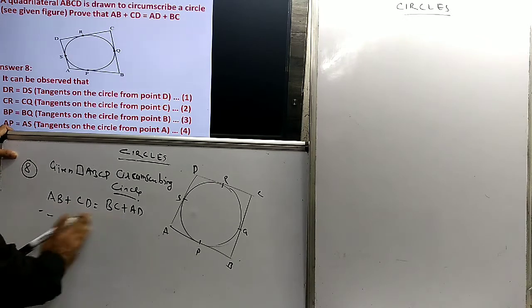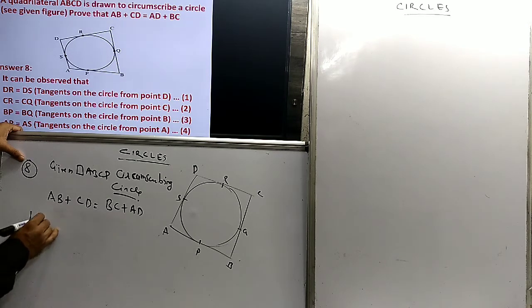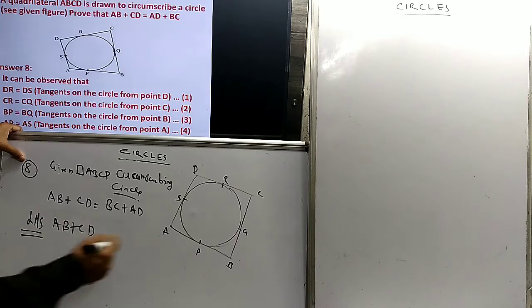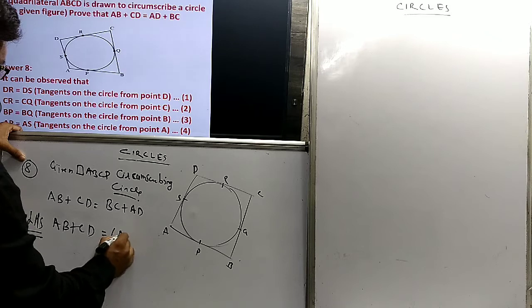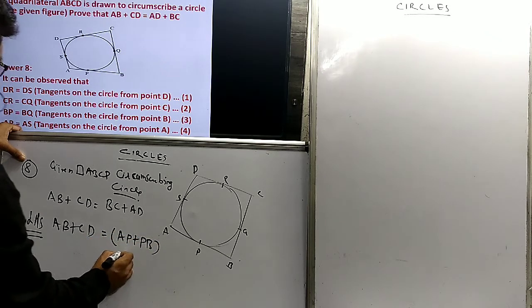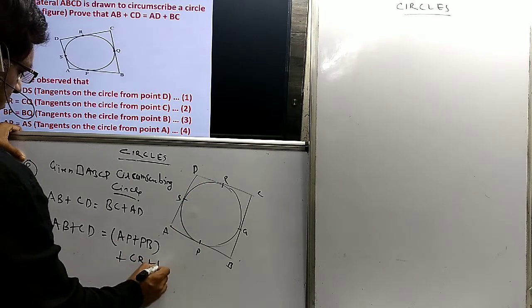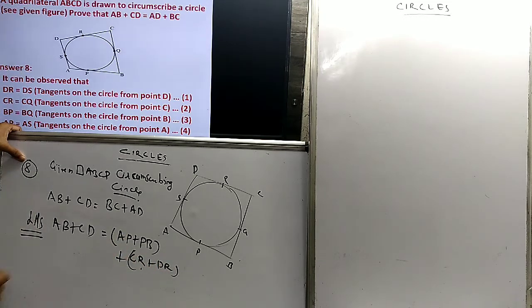Now this problem can be proved in two different ways. Whatever method you find easy, you do it. Let us say LHS, I am doing one method. LHS is AB plus CD. AB is made up of AP plus PB, and CD is made up of again two parts, CR plus DR.